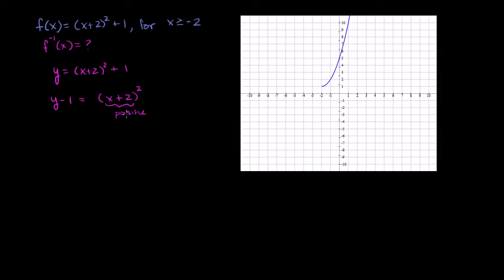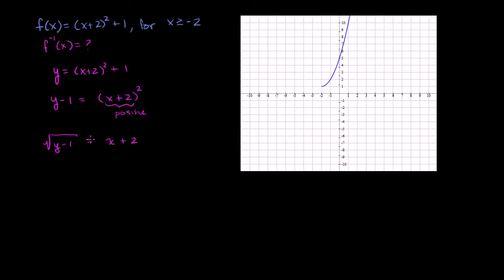In the next video, or the video after that, we'll show an example where you want to take the negative square root. So we're going to take the positive square root, or just the principal root, which is just the square root sign, of both sides. So you get the square root of y minus 1 is equal to x plus 2.